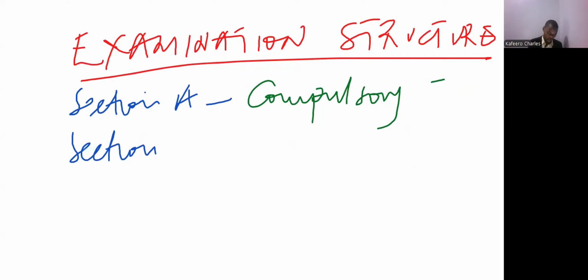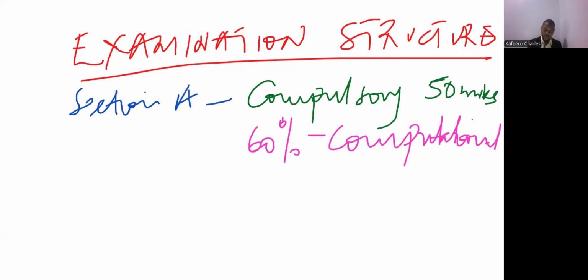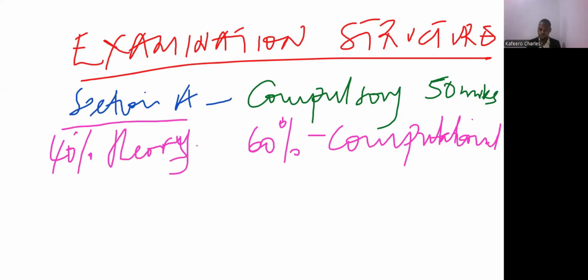Let me first remove this section B. 60% computational. We are analyzing section A of the question paper. So meaning the other 40% is going to be theory. So even though the question is actually taking 50 marks, it doesn't necessarily mean that you are just going to find numbers alone.